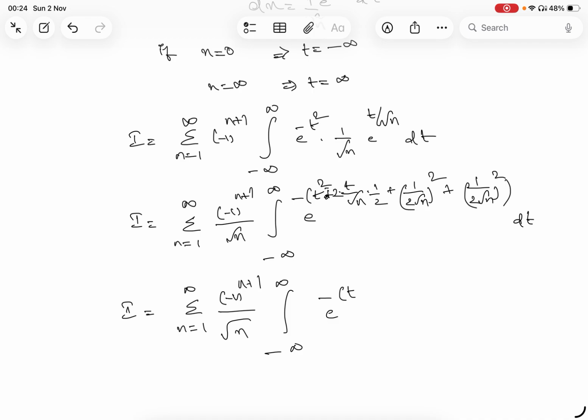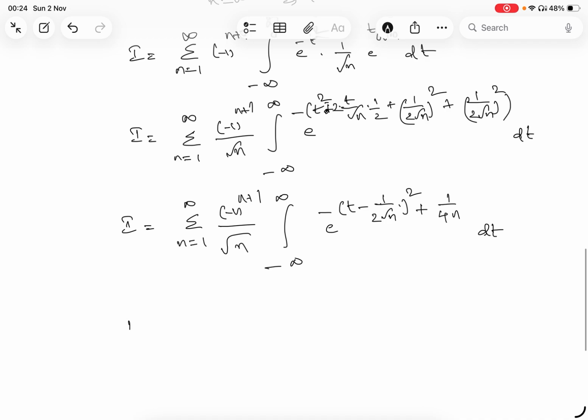Then this is e power minus of t minus 1 by 2 root n whole square plus 1 by 4n, dt. Then this I is summation n equal to 1 to infinity (-1)^(n+1) by root n.